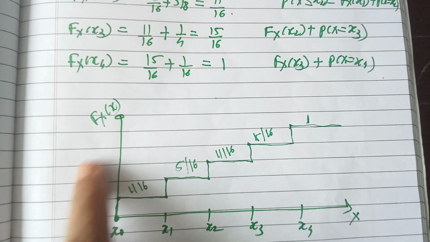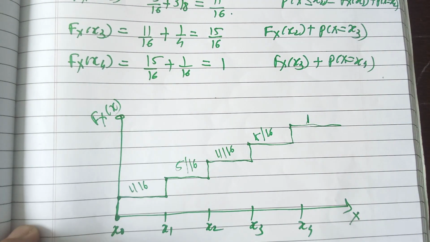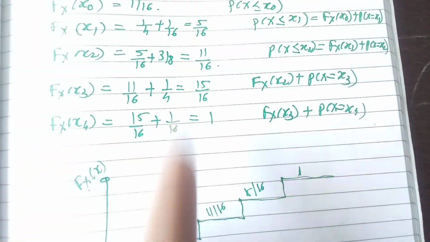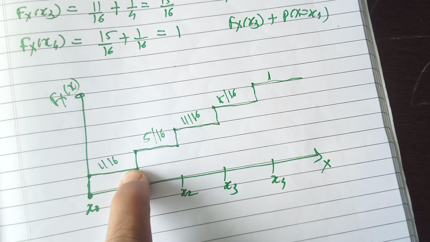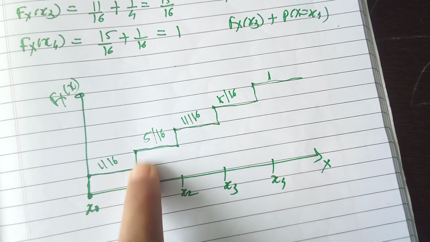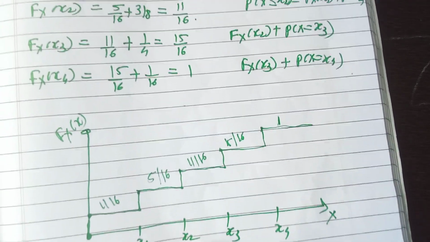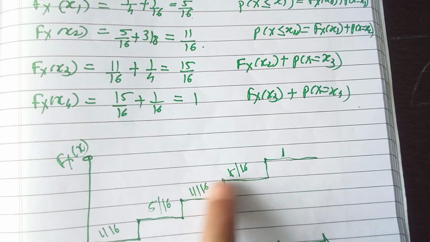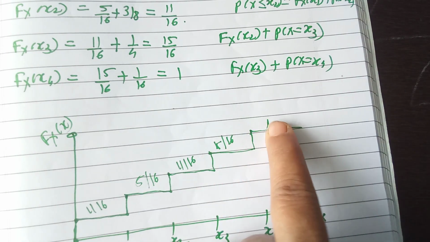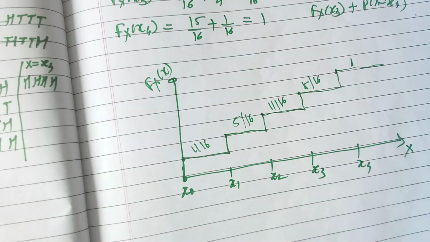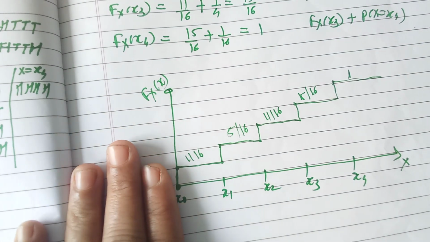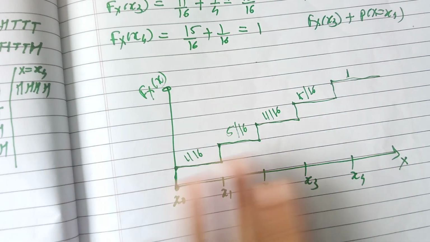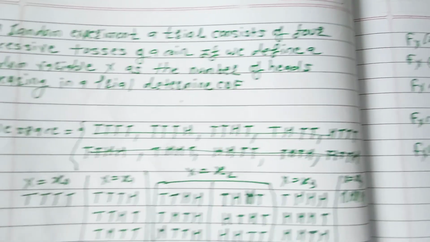Now how to plot it? At x0, what is F_X(x)? 1 by 16. At x1, what is it? 5 by 16. You have to join these, either constant or increasing, like this. At x2 the value is 11 by 16, again join it. At x3 it is 15 by 16, so join it. At x4 it is 1, and then it continues. Before x0 there is no point, so the CDF is 0. At the extreme left it is 0 and at the extreme right it is 1. So this is the CDF graph.